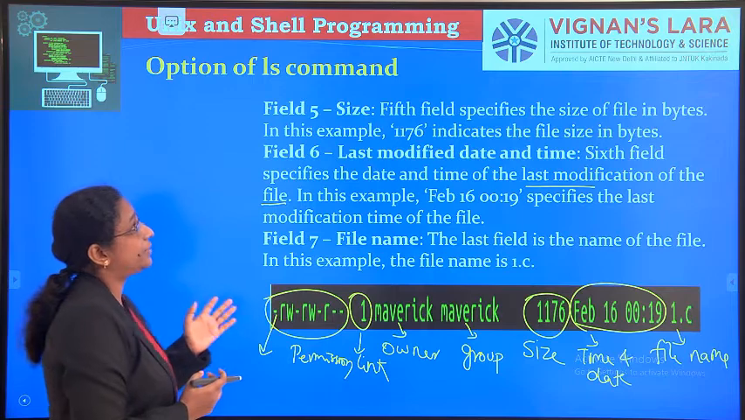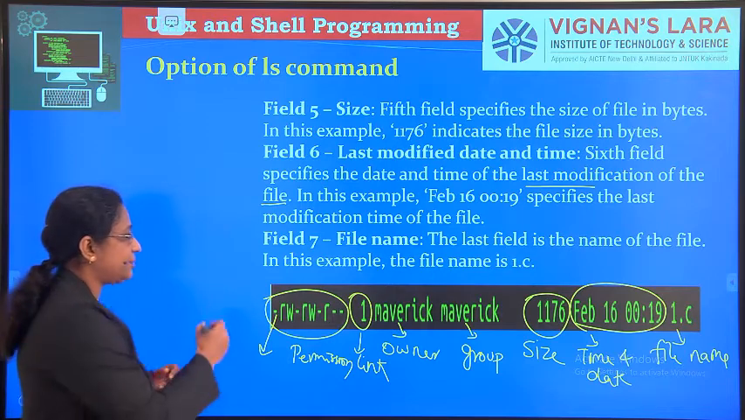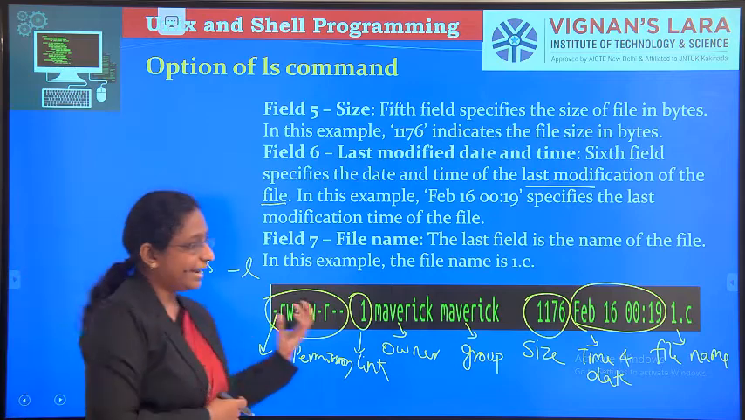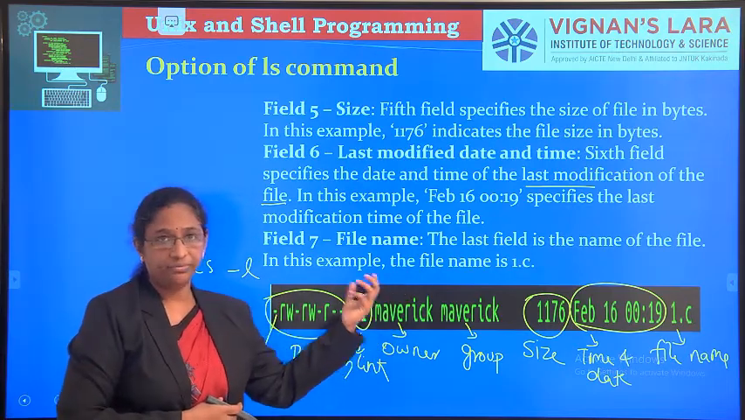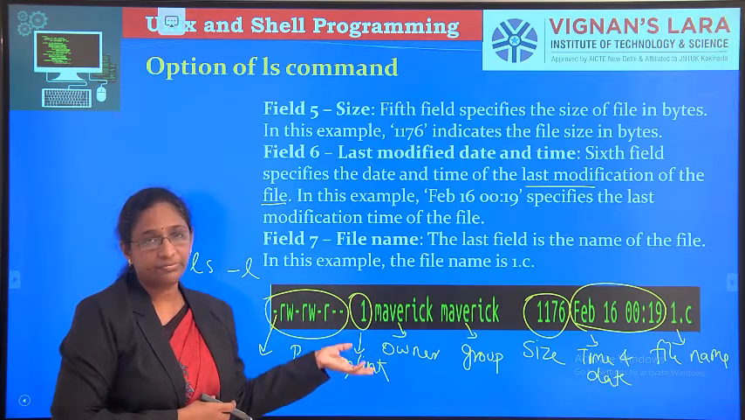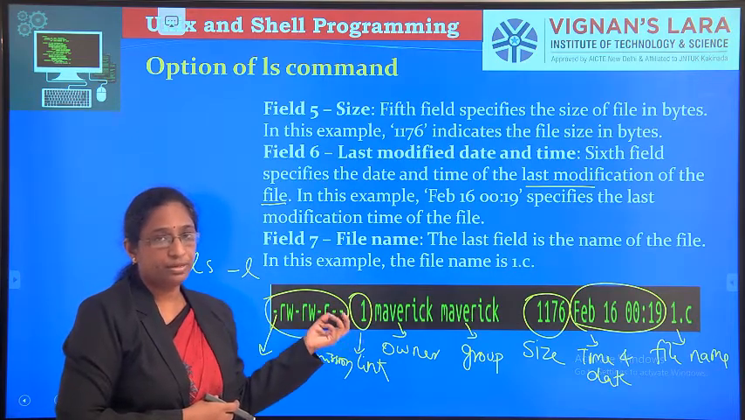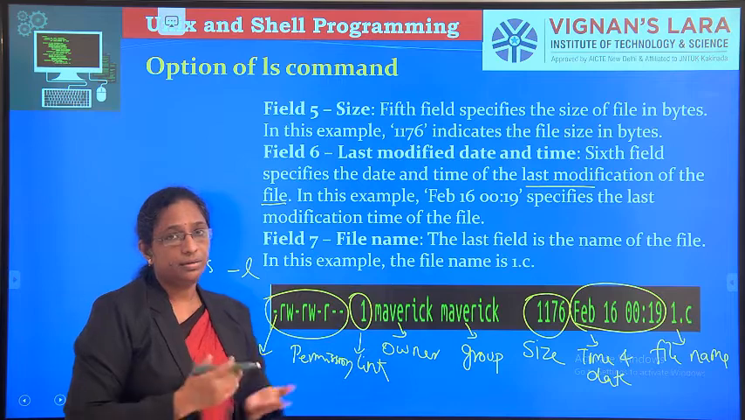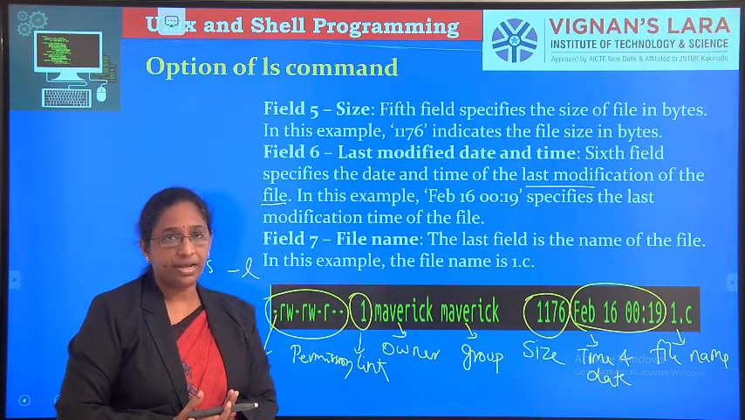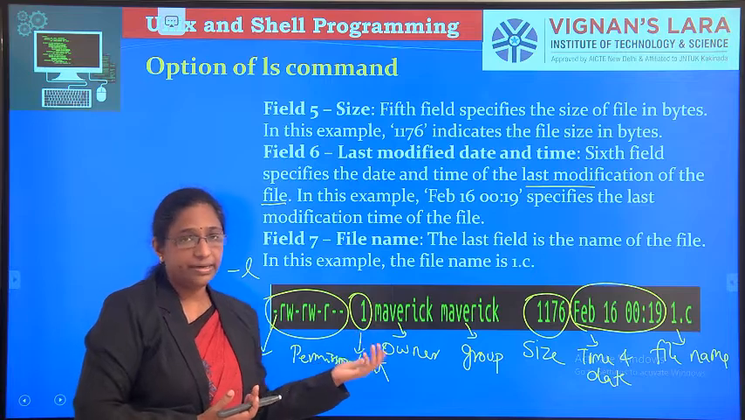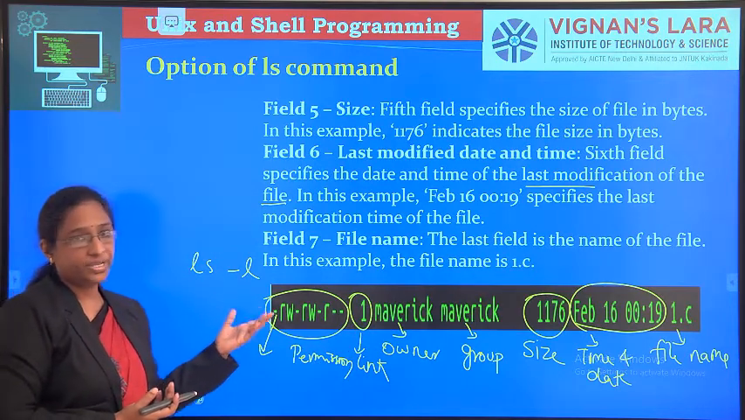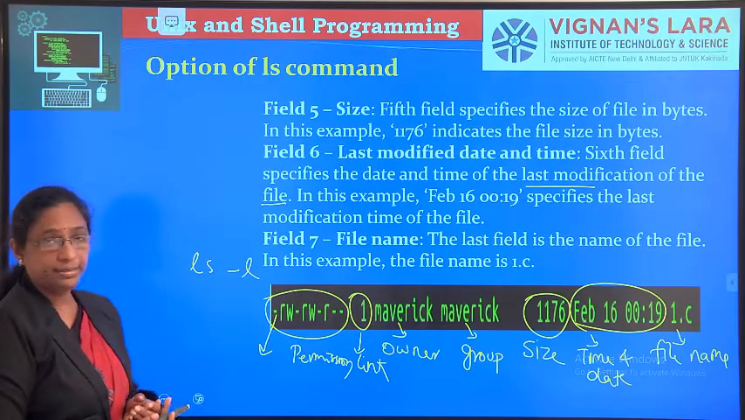So that is about the ls command. By using the ls -l command, you will get the entire details of the file: who has permissions for accessing the file, who is the owner of the file, who is the group of the file, when the file was last updated, and what the size of the file is. All these details we can get by using the ls -l command. It is said to be the long listing command.